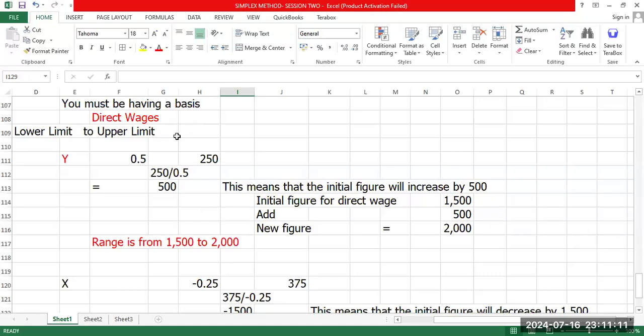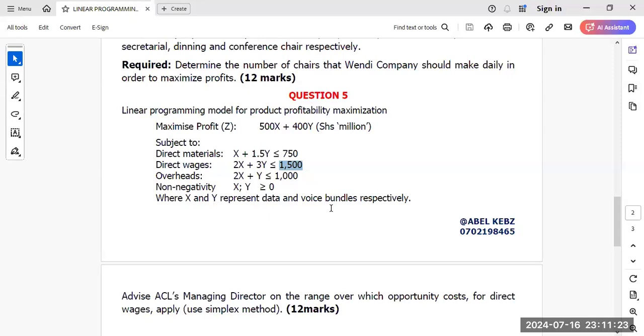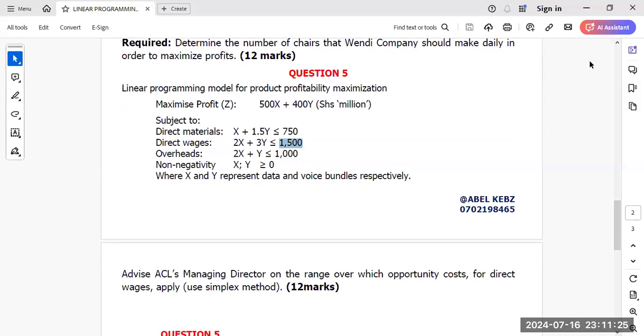The opportunity cost, range. Any other question?